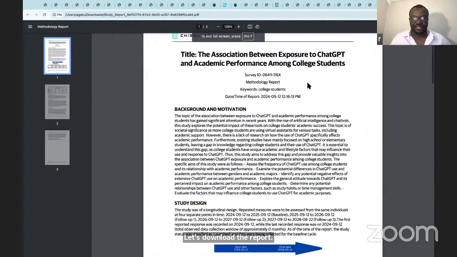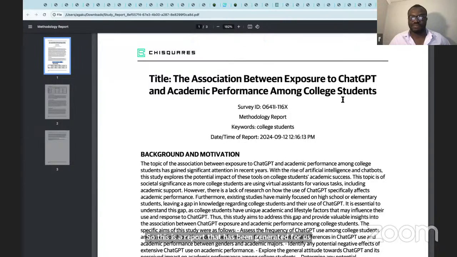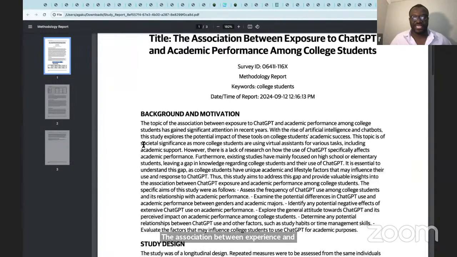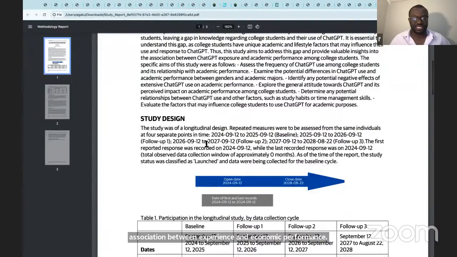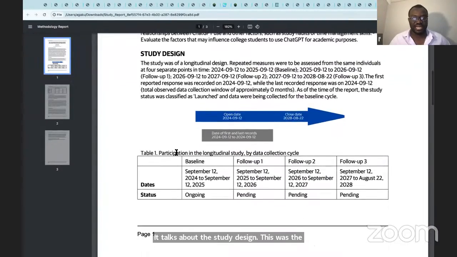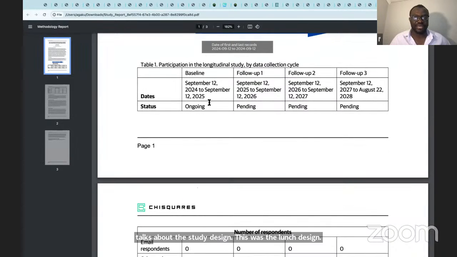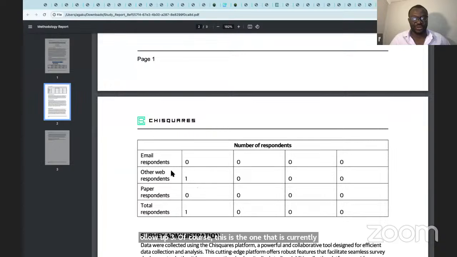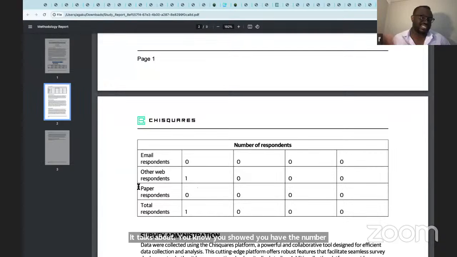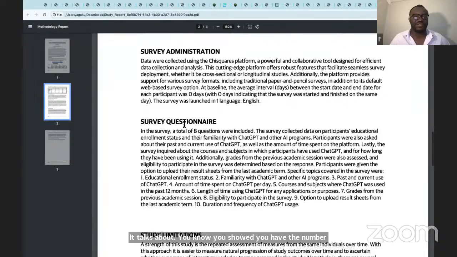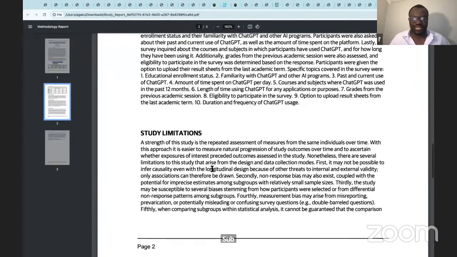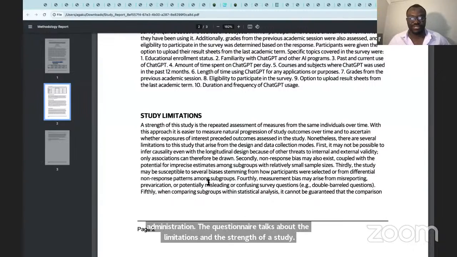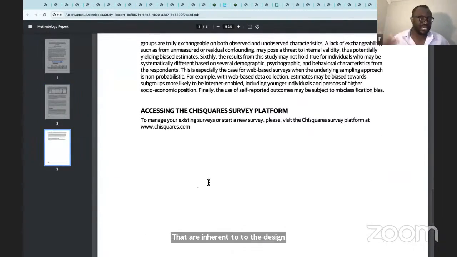So this is the report that has been generated for us. The association between exposure to ChatGPT and academic performance. It provides the context for the background. It talks about the study design. This was the longitudinal design. It talks about the time periods: baseline, follow-up 1, follow-up 2, follow-up 3. Of course, baseline is the one that is currently ongoing. The rest are pending. You have the number of respondents tracked per wave. In this case, just one person. Survey administration, the questionnaire. It talks about the limitations and the strengths of a study that are inherent to the design. So this you can then use in your reports or whatever you're trying to use it for.